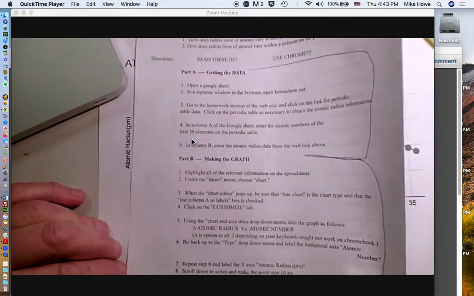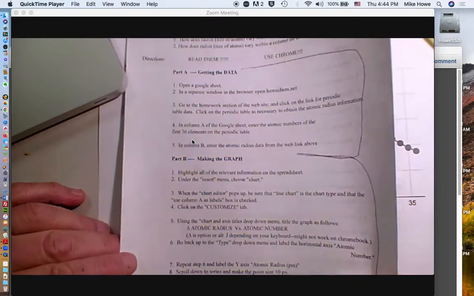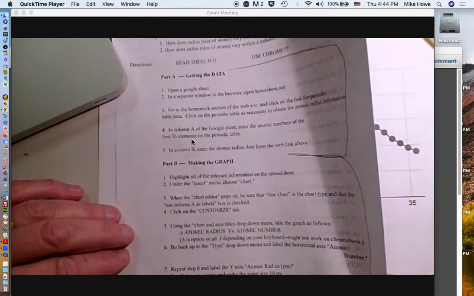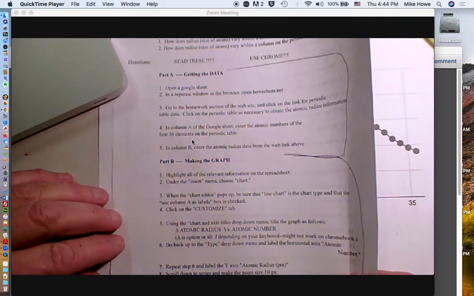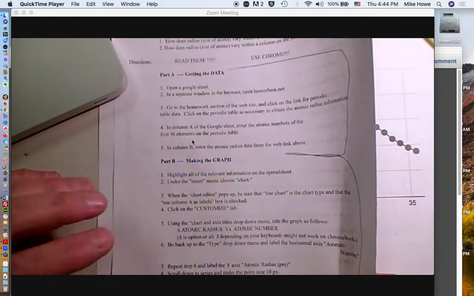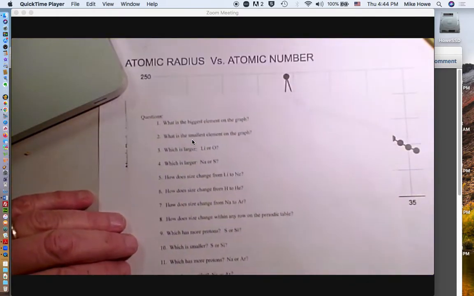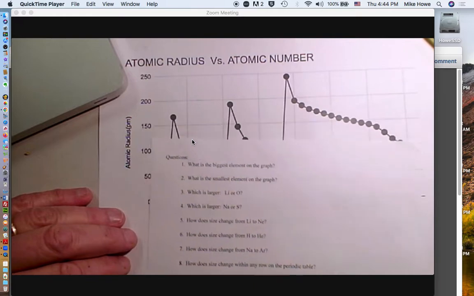There's also a video that I made that explains how to do it, and that's also posted on my web page. It'll be beside the link for this video. All right, so you have to make the graph. After you make the graph, we want to answer these questions. And this video is about how to read the graph to answer the questions.